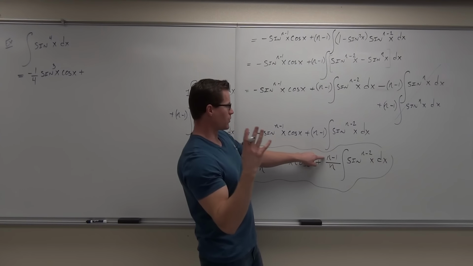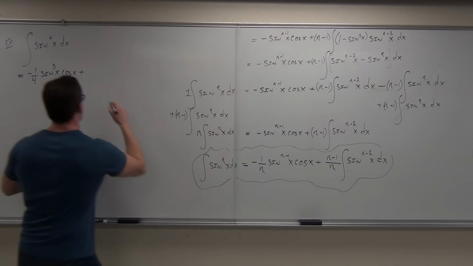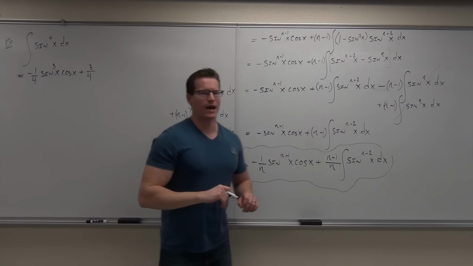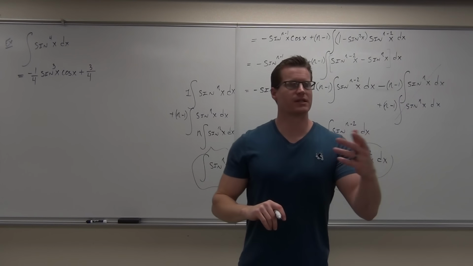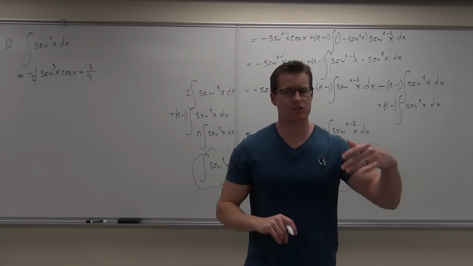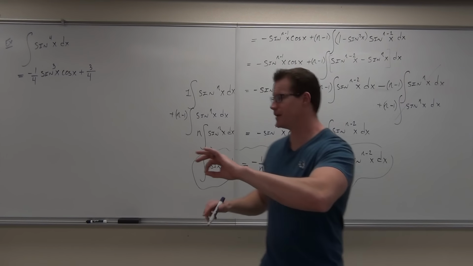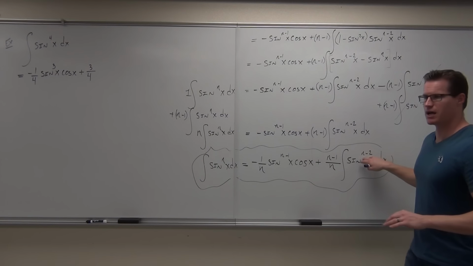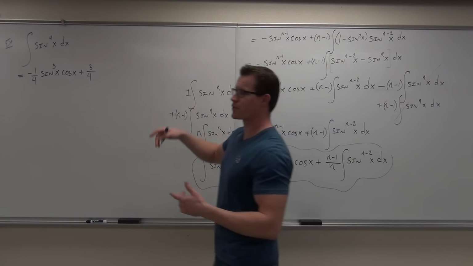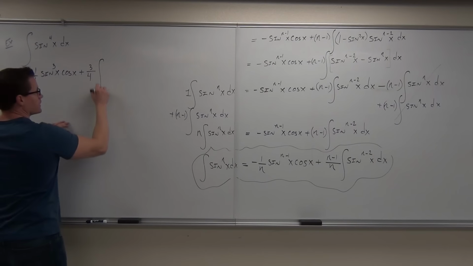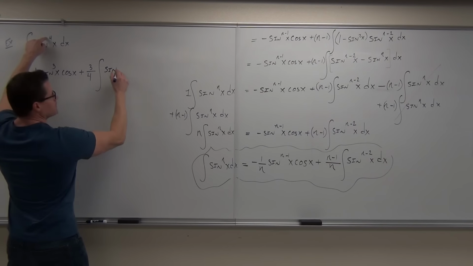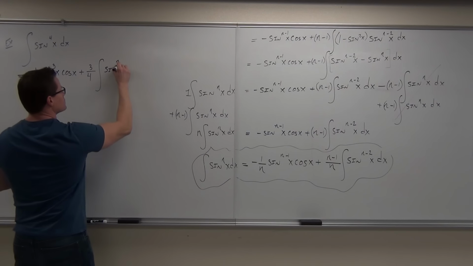Again, n is 4, so n minus 1 is 3 over 4. What's the next thing we have? It's an integral. You're still going to have an integral. That's why it's called the reduction formula, because it's going to reduce the power of the sine by 2 every time. Do you see that? By 2. So instead of sine to the 4th, now we're going to have an integral of sine. Good. n is 4, 4 minus 2 is 2.